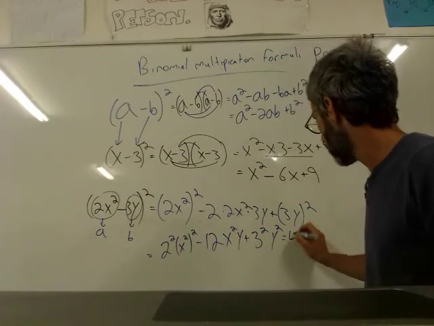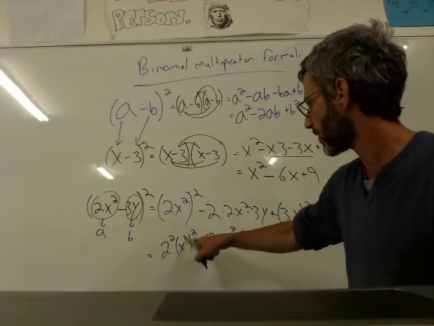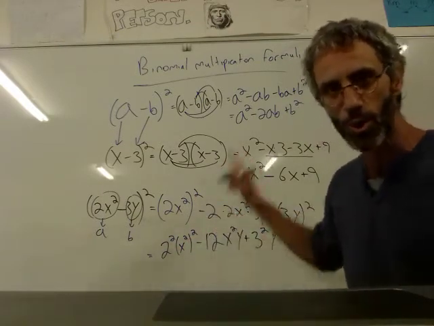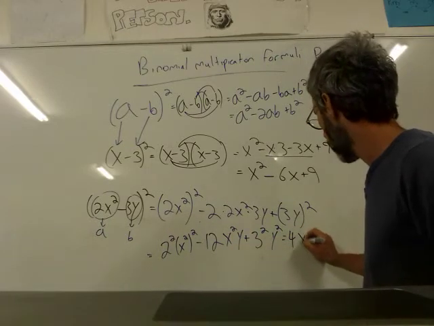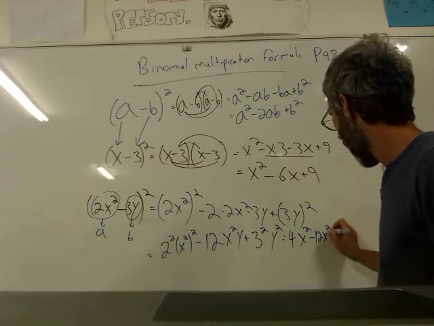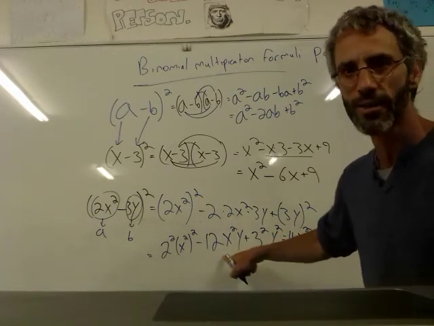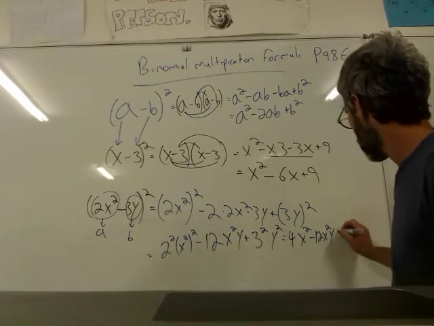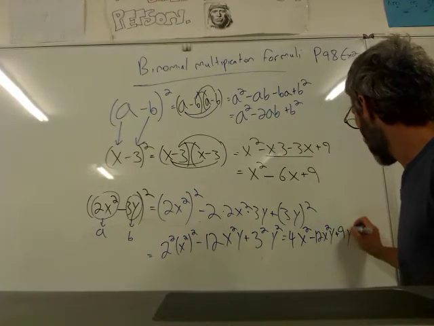2 squared is 4. Okay, 2 squared is 4. X squared squared. You remember you multiply the exponents. 4x to the fourth. Minus 12x squared y. There's nothing else I can do here. Here I can do 3 squared, plus 9y squared.